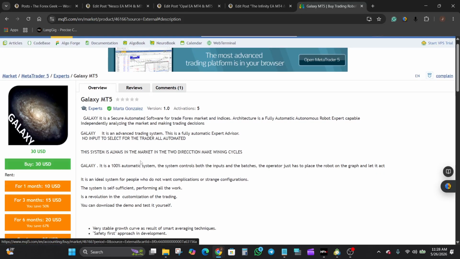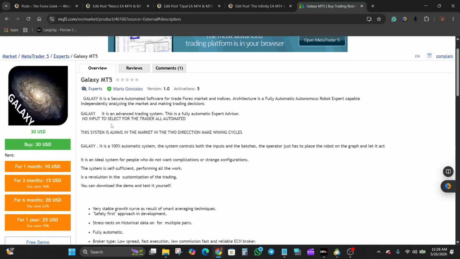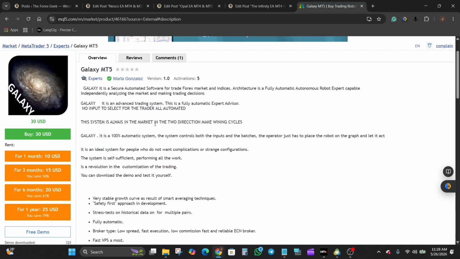Now, from the marketplace description, Galaxy EA is presented as a fully automated trading system designed for Forex and indices. One important point is that it is described as a completely autonomous robot, meaning there are no manual inputs required from the trader once it is running. And as I scroll through the page, it also emphasizes that the system is always in the market in both directions, suggesting it continuously manages trading activity without needing user adjustments.